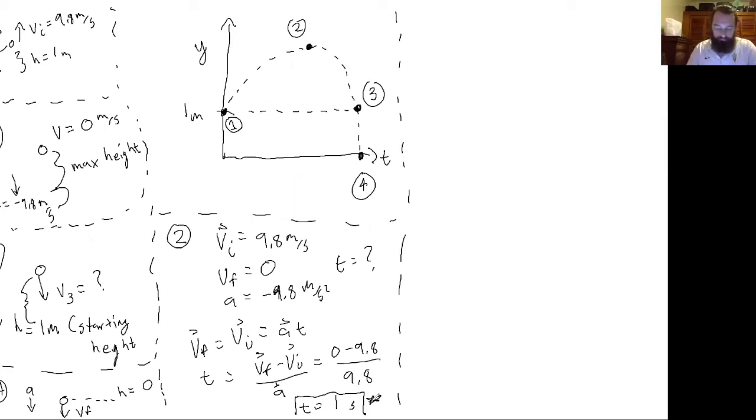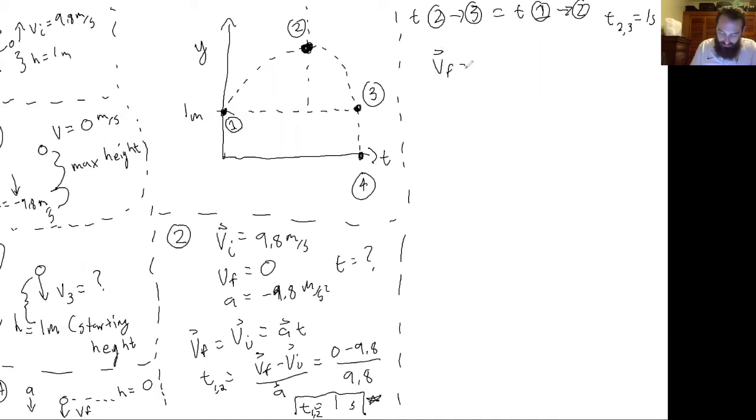All right. Now, if my art skills were better, we would see that our parabola is going to be symmetric between point one and point two. So my hypothesis for the time to go from point 2 to point 3 is going to equal the time it took to go from point 1 to point 2. So I'm going to guess that t from 2 to 3 equals 1 second. So let's calculate that.